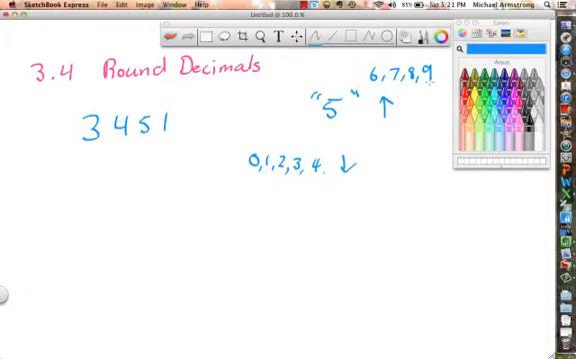That's something you've learned before, and you know that 5, 6, 7, 8, and 9. Notice that there are the same number of digits for rounding up as there are for rounding down. 0 counts. 1, 2, 3, 4, 5 digits for rounding down, and 1, 2, 3, 4, 5 digits for rounding up, counting the 5.